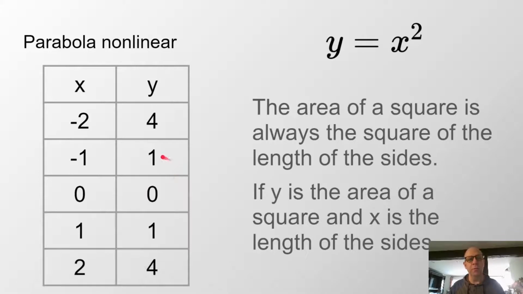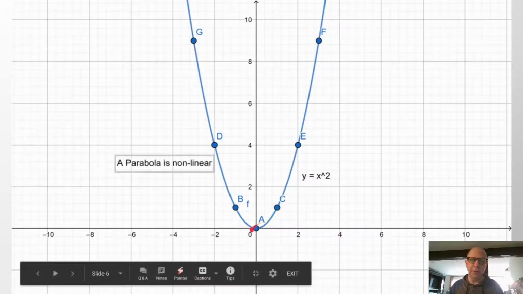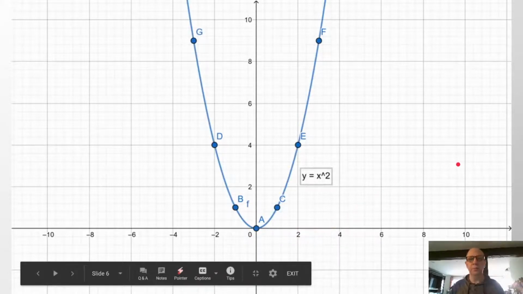Here, I have 0 minus 1 is negative 1, and 0 minus negative 1 is positive 1. So that slope would be negative 1. And you can see that in the graph. Here, between A and C is a positive 1. And here, between A and B is a negative 1. Okay.